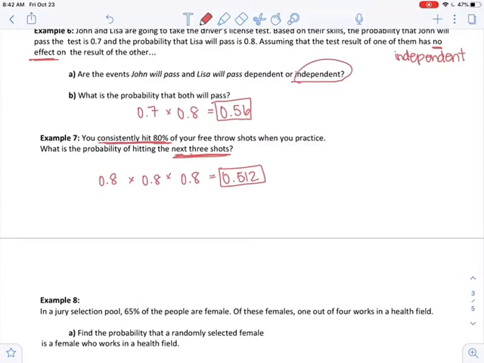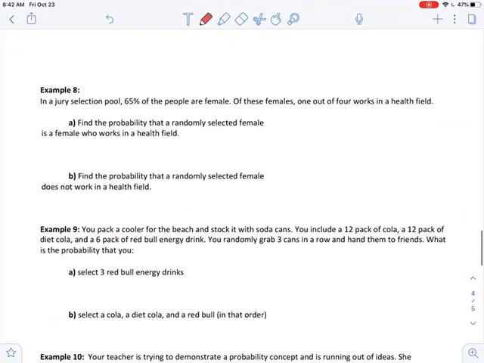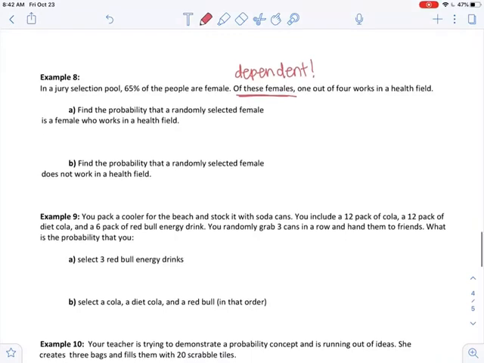Next, let's look at example 8. In a jury selection pool, 65% of the people are female. Of these females, 1 out of 4 works in a health field. So A, find the probability that a randomly selected female is a female who works in the health field, okay?